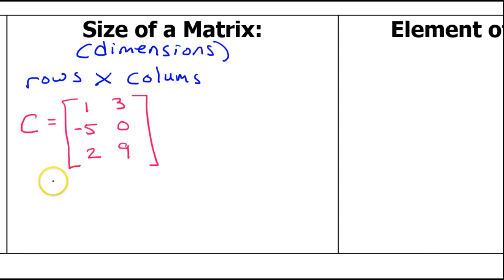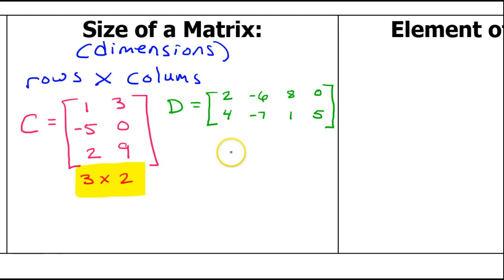So here's matrix C that I just made up off the top of my head. How many rows does it have? How many columns does it have? Notice that matrix C has three rows, one, two, three. And it has two columns, one, two. So matrix C we refer to as a 3 by 2 matrix. The first number is always how many rows. And the second number always says how many columns, rows by columns. So when we talk about the size, this is what we mean.